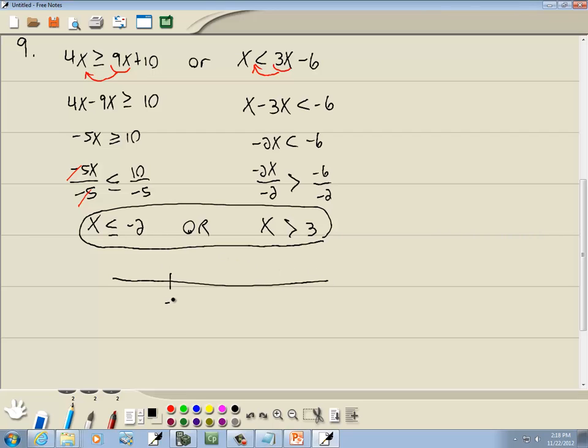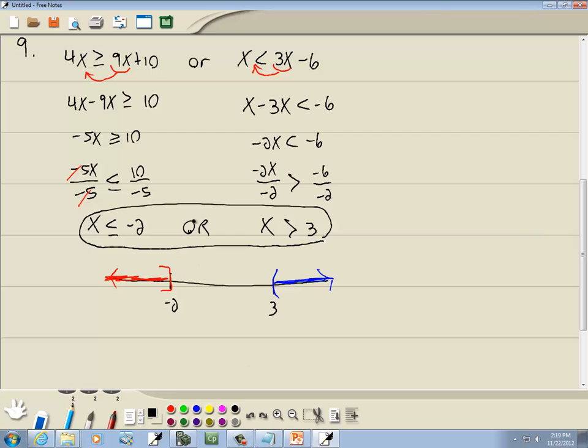Okay, so we got a negative 2, and we got a 3. x is less than or equal to negative 2. The equal to part means bracket. Less than means shade to the left. The x is greater than 3. Greater than with no line underneath it means parentheses. And it's greater than, so we shade to the right.